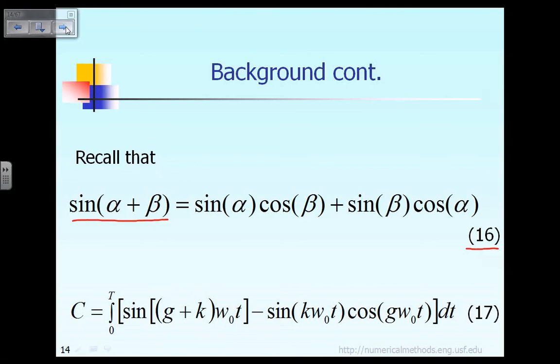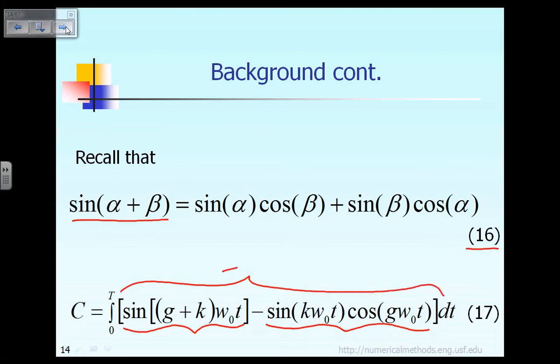So for that reason, we can see that if we take sine of the summation of the angles and then subtract the next term, which is sine of k omega naught t cos g omega naught t, then the difference between the two, which is the whole thing in here, is the same thing as sine of g omega naught t times cosine of k omega naught t. And we're supposed to take the integral.